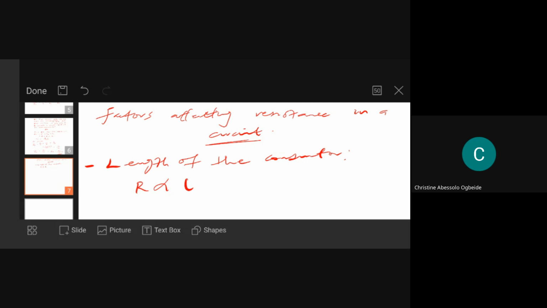All right. The next one that affects a conductor is the area of that conductor.